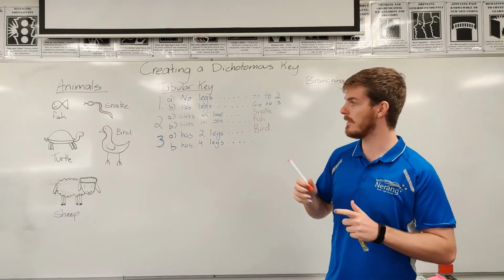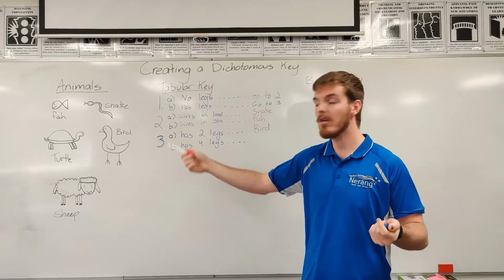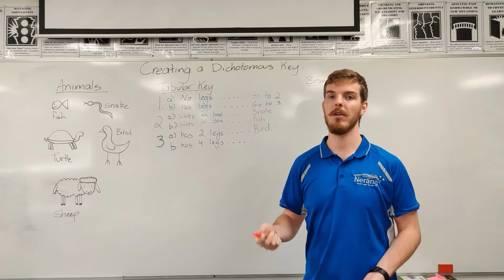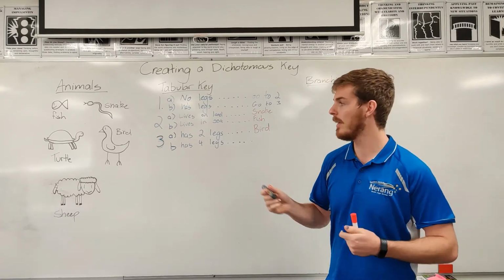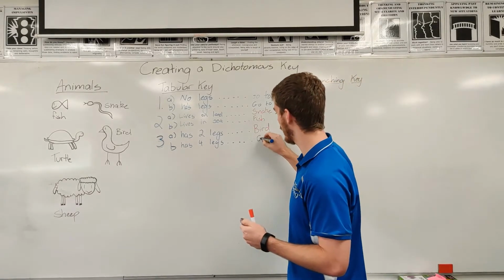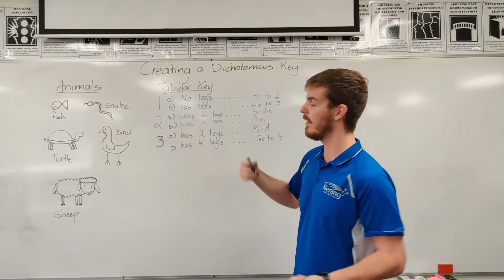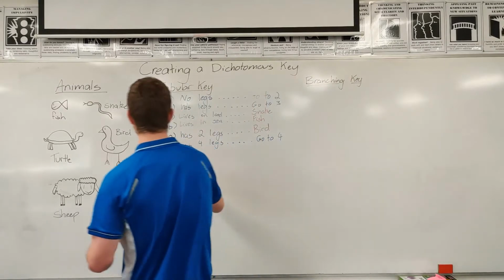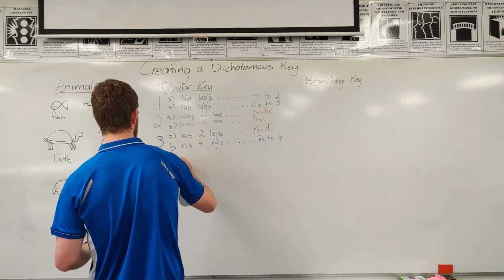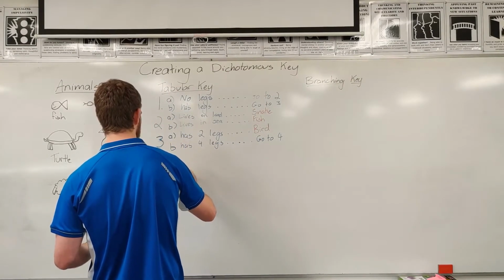Whereas if it has 4 legs, we've still got 2 options, which means we need to go to the next step. So we have to say 2, 4. 1 more left. We have 4. A and B.